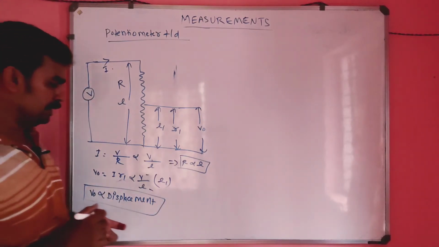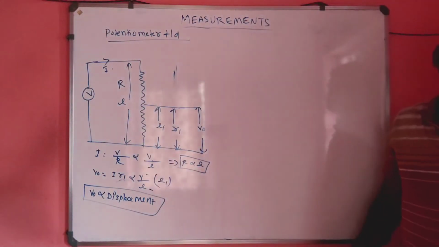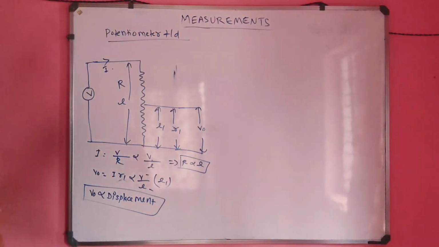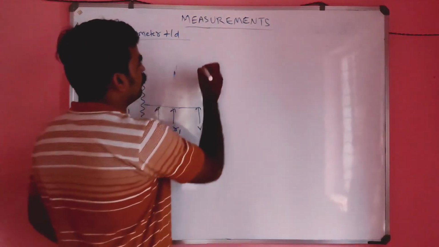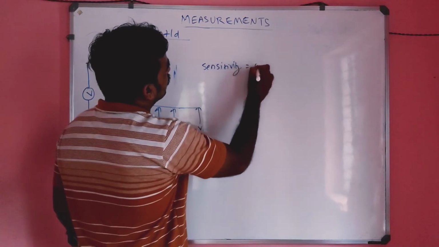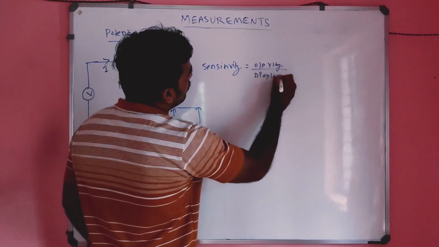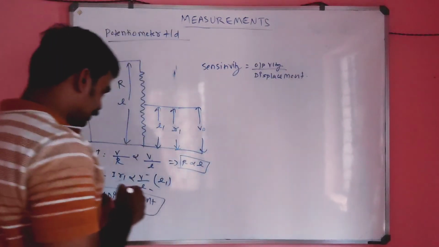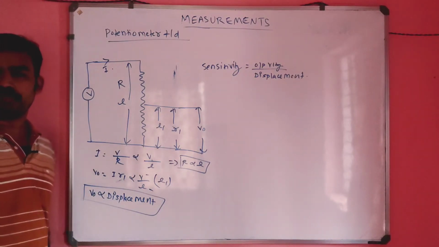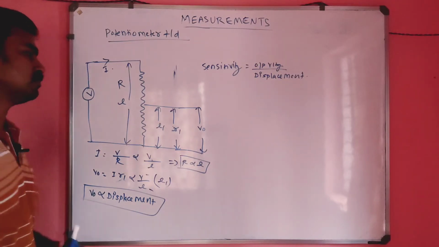That's a simple principle, my dear. If you vary the distance, the output voltage also varies, that's all. So here also the sensitivity of the potentiometer transducer is output voltage divided by displacement. Is it clear, my dears? That's all. See, today's class is actually the miscellaneous topics, not that important, but if asked, you can answer.